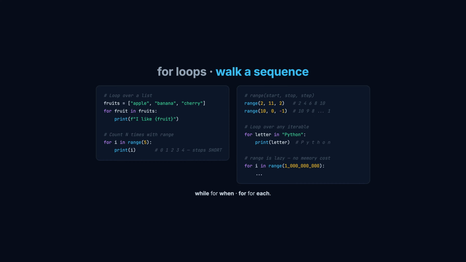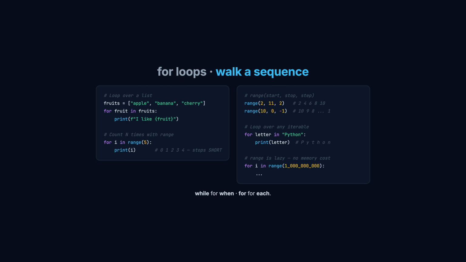Range takes up to 3 arguments: start, stop, step. range(2, 11, 2) produces 2, 4, 6, 8, 10. Start at 2, stop before 11, jump by 2 each time. Negative steps work. range(10, 0, -1) counts down from 10 to 1.